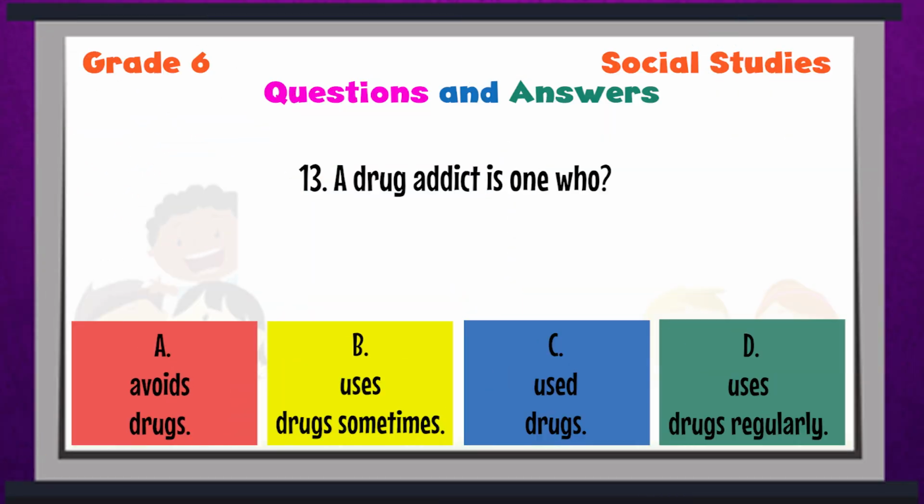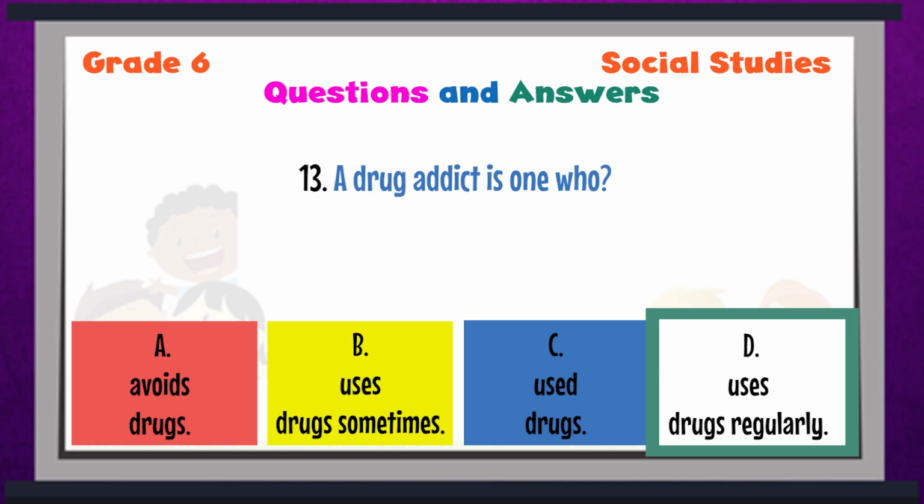Question 13. A drug addict is one who A. Avoids drugs, B. Uses drugs sometimes, C. Used drugs, or D. Uses drugs regularly. The answer to question 13 is D. Uses drugs regularly. A drug addict is one who uses drugs regularly.